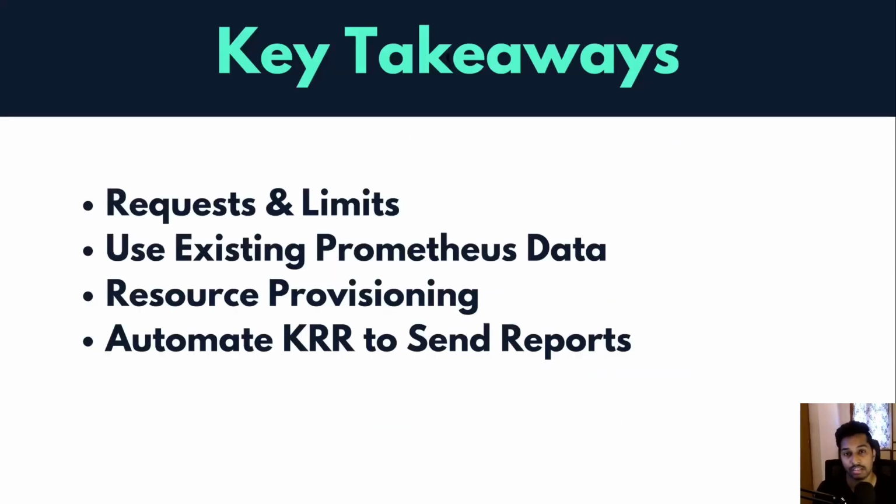That brings us to the key takeaways of this talk. Requests and limits can save you a lot of cloud costs, and to predict them, you don't need new data. You can use the existing Prometheus data. If you have any Prometheus compatible data source, that also works. You don't need to provision more resources. You can utilize the existing resources and get better results. You can also automate the process of KRR sending these results.